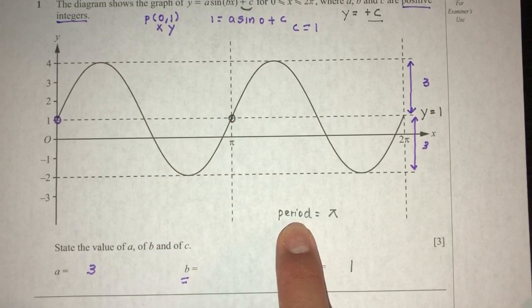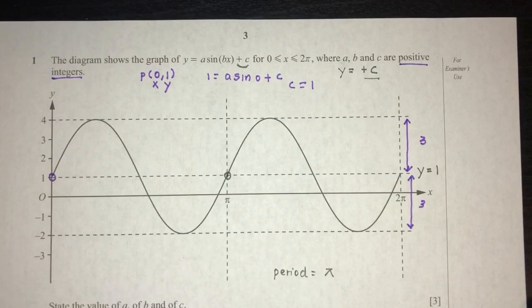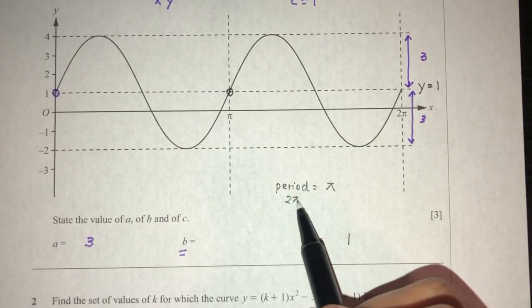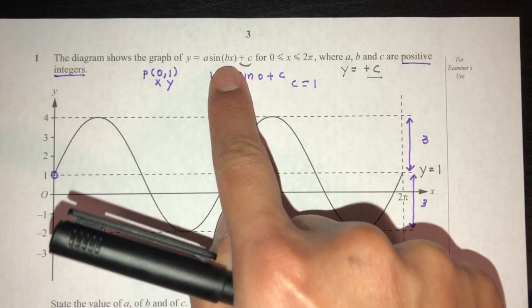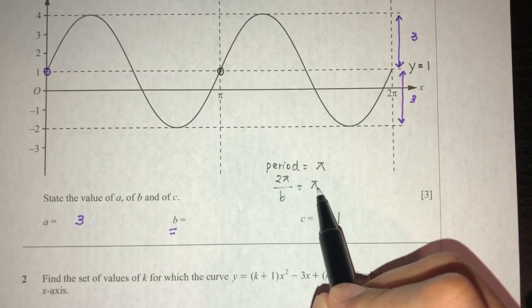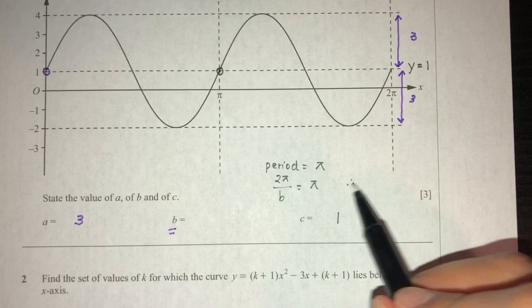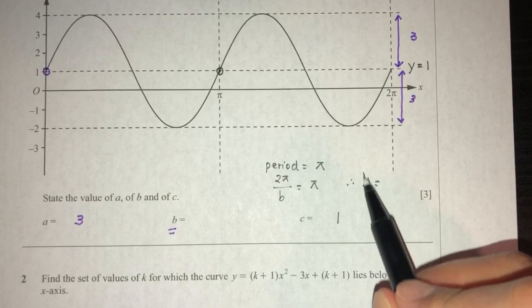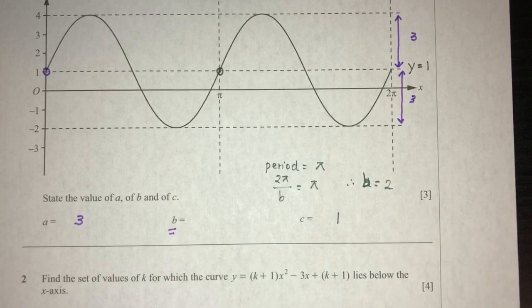Now how do you find the period? You have to take the value of 2 pi divided by this value of b to find the period. Now you solve. B has to be what? 2. Sorry, b, not d. B has to be the value of 2. That is your question number 1.